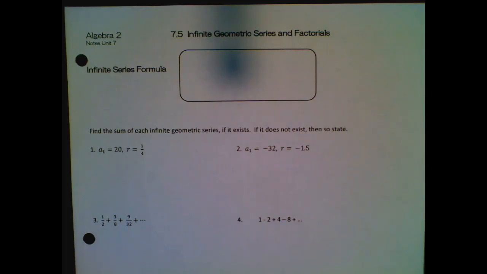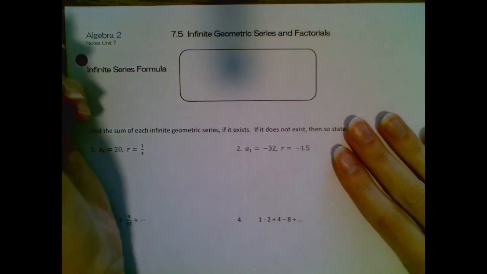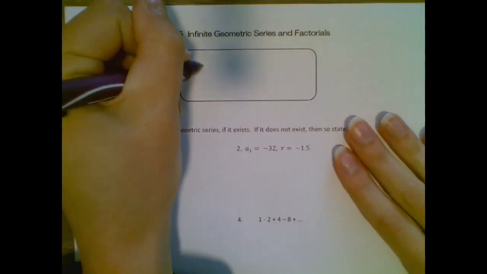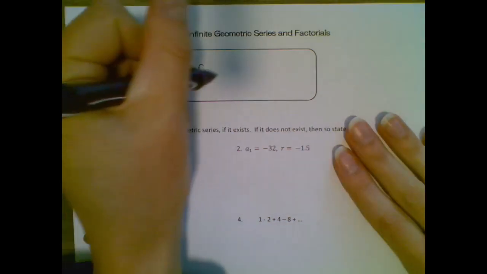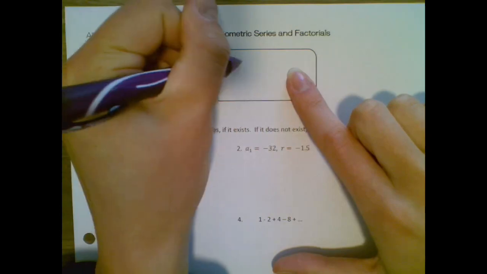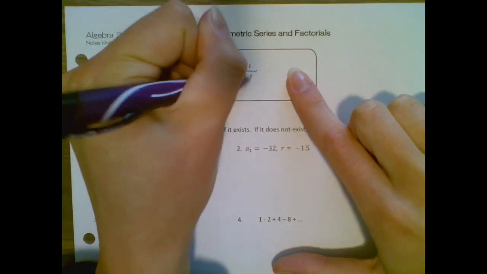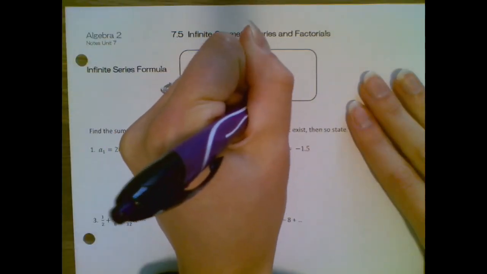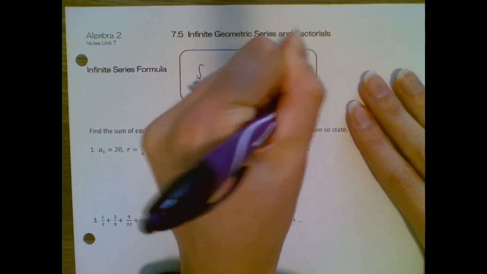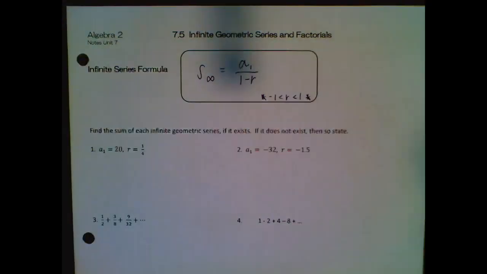Next, we are going to discuss infinite geometric series and factorials. The formula for a geometric infinite series is the sum, because series is sum, infinity, equals a sub 1 over 1 minus r. Okay? Now the only thing we have to be careful of is that the r value is in between 1 and -1.